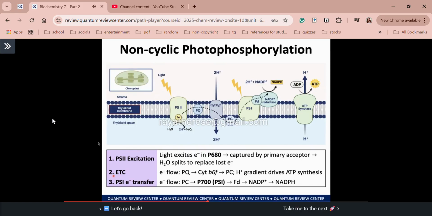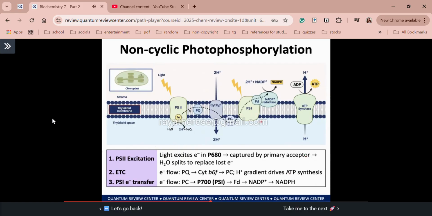Our second reaction is the electron transport chain or redox chain. From PQ to the cytochrome B6F complex, which will pump 2 protons, then to plastocyanin. Class, it's very important that you remember cytochrome B6F is the only complex in non-cyclic photophosphorylation that contributes to our proton gradient generation. That's why cytochrome B6F is very vital in order to power ATP synthesis. "So that's why it's also part of cyclic photophosphorylation." Yes, because recall, the main product of cyclic is ATP as well.